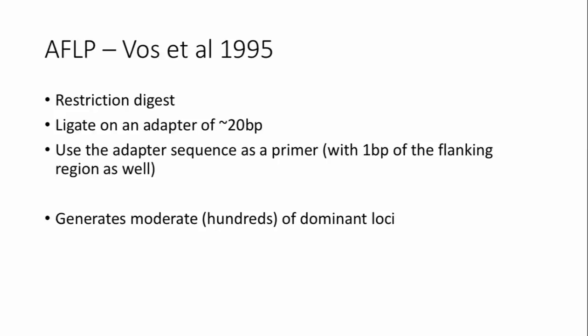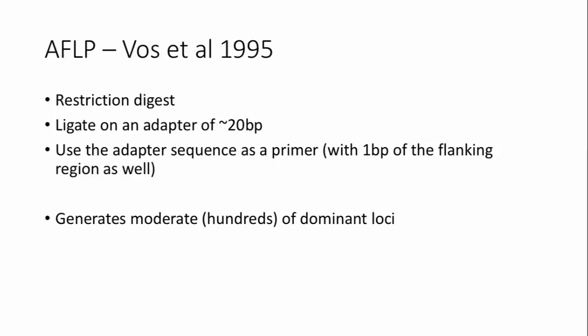You know whether an individual has a band or not, but you don't know what the other allele is, simply due to the way they work. They're what we call a dominant marker. You don't know anything about homozygosity or heterozygosity. An individual is either 0 or 1, sort of binary.